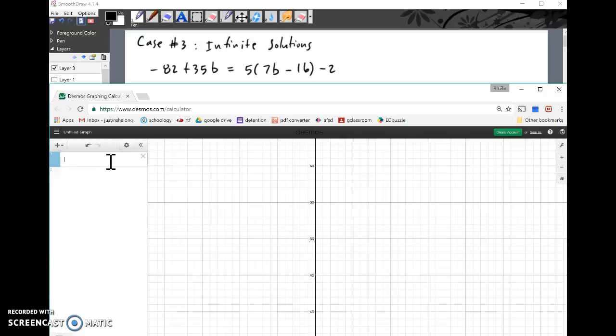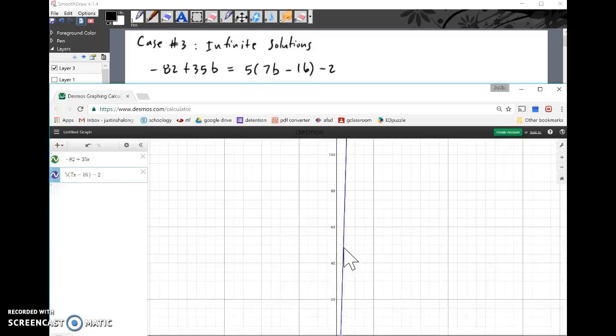Let's see what that looks like when we type in the line. I've got negative 82 plus 35b, but I'm putting in x again, remember. Now I've got to type in the expression on the right, 5 times 7x, obviously not the b, and then we put in the 16, close the set of parentheses, and we've got a minus 2 there. You can see I've typed in the two lines, and they're both there. So I'm going to zoom out.